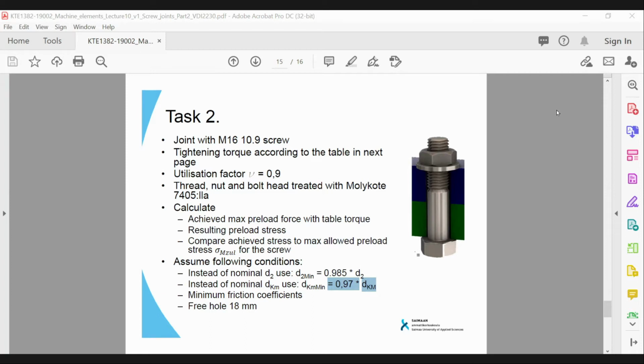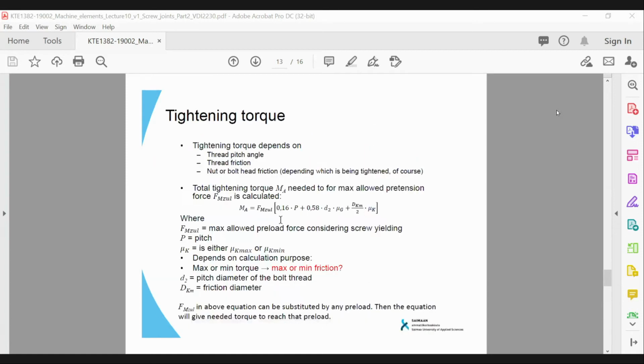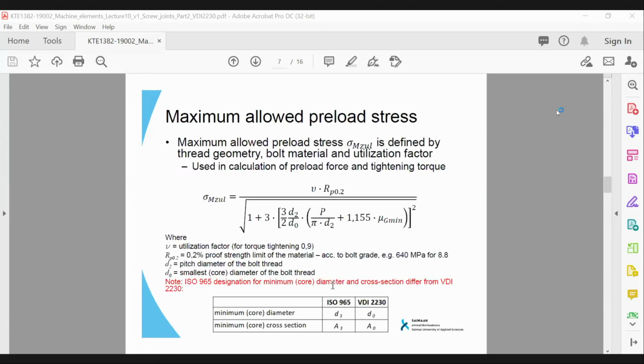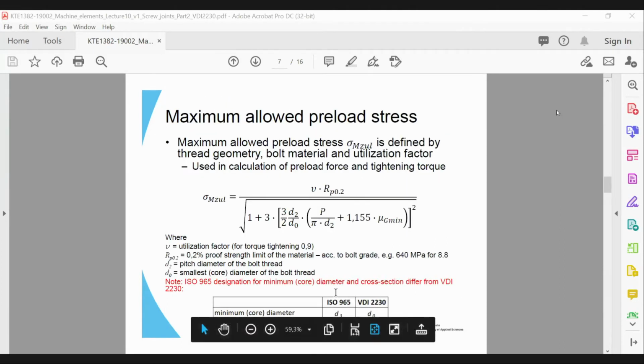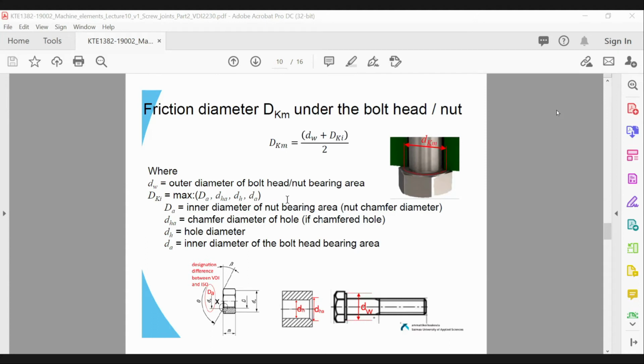Tom, I still struggle to find the D2 and the DKM values because there is only an ISO table where I can find D2, and I'm not sure whether it's the one I should use or something different. Yeah, the others are the same. Only these three parameters, minimum core diameter, the stress area and this DA are differing, but otherwise they are the same. So you can use the ISO table for D2, sure. Okay, thanks.